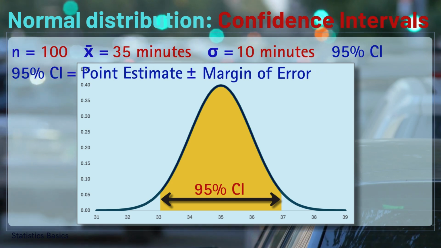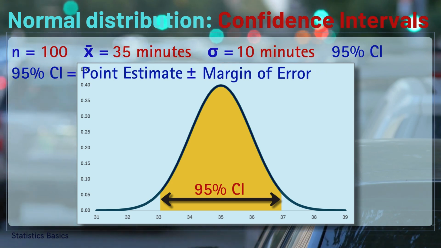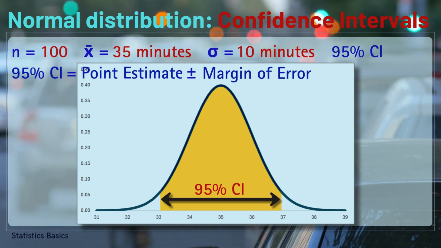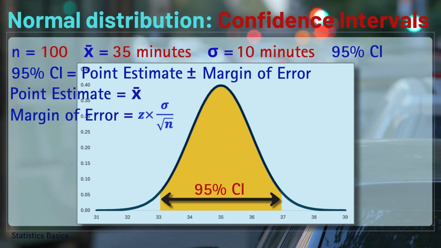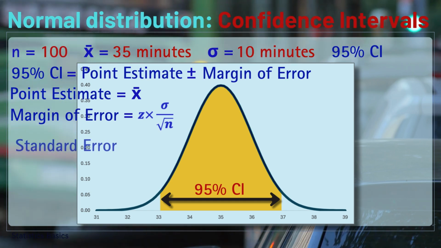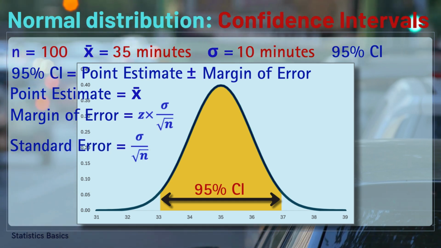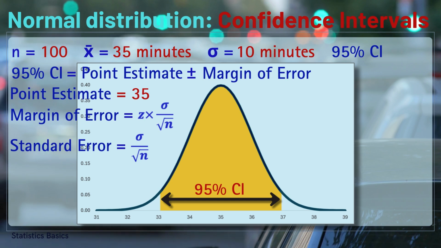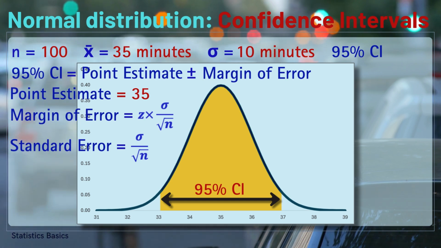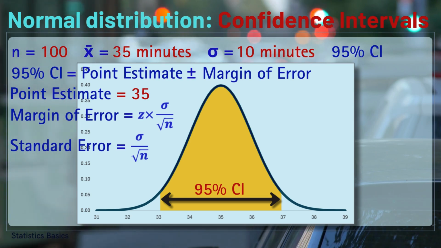A confidence interval is calculated as the point estimate plus or minus the margin of error, where the point estimate is the sample statistic and the margin of error is the product of the critical value and the standard error of the statistic. In this case, the point estimate of the population mean commute time is the sample mean commute time, calculated as the average of the sample data, which is 35 minutes.